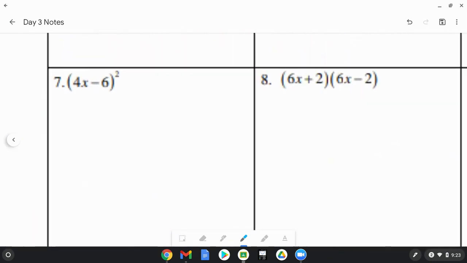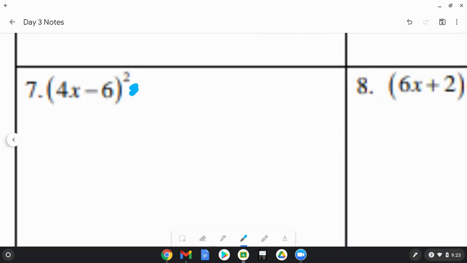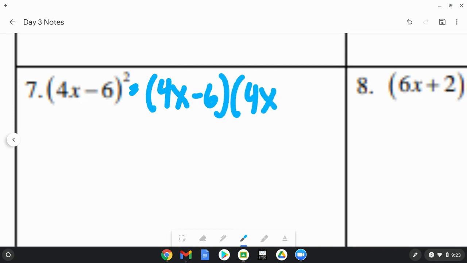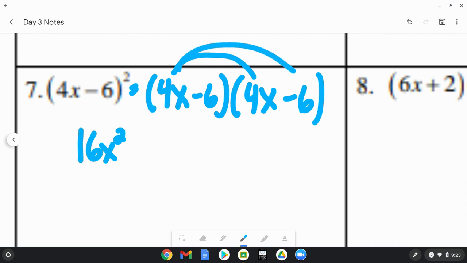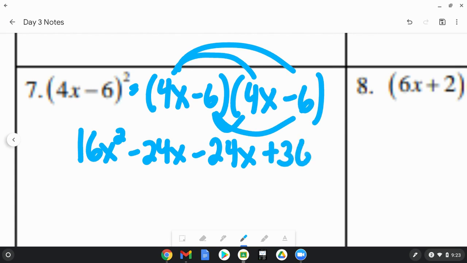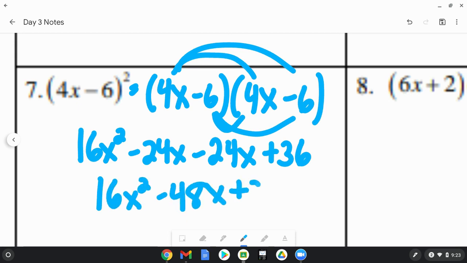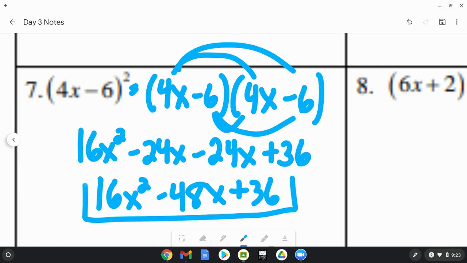Same thing with 7. We see something squared here, so we have to write it 2 times. So we're going to write 4x minus 6 and 4x minus 6. If we multiply this out, 4x times 4x is 16x squared. 4x times negative 6 is negative 24x. Negative 6 times 4x is negative 24x. And then negative 6 times negative 6 is plus 36. If I combine like terms, we get 16x squared minus 48x plus 36. And that would be my answer.